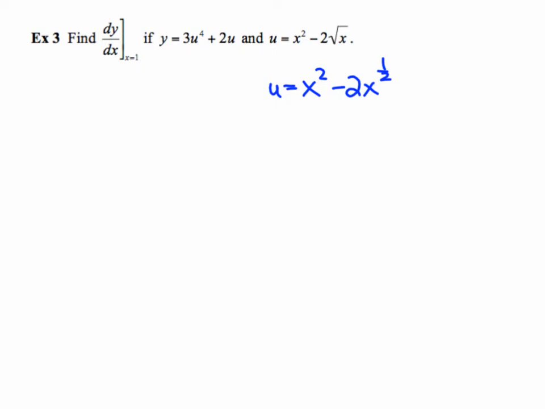In this next example, you can see that I have two variables again. y equals 3u to the 4th plus 2u, and u has a value as well for an expression of x squared minus 2 square root x. Well, if I change that square root x, it becomes x to the 1/2. And notice that in the end, I'm going to substitute into the expression that x equals 1.